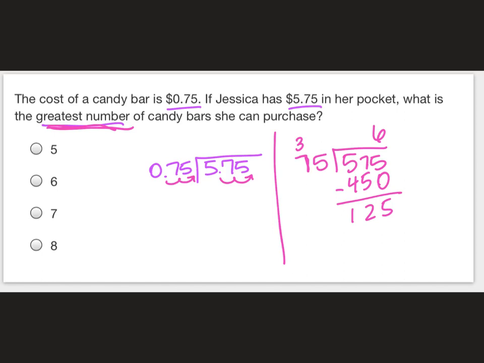So that tells me I didn't go high enough. I didn't go big enough. So I'm going to go back and erase what I've already chosen, and I'm going to erase what we've multiplied out and everything, and I'm going to try again. So if 6 wouldn't work, and I think, well, I can only fit one more 75 into 125, so I'm going to go up to 7 this time.